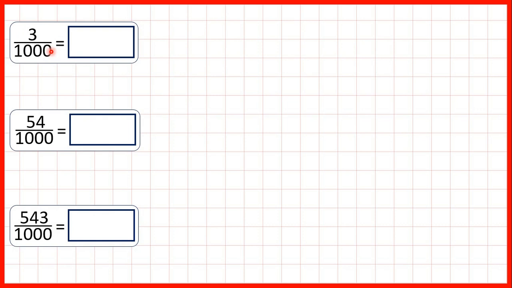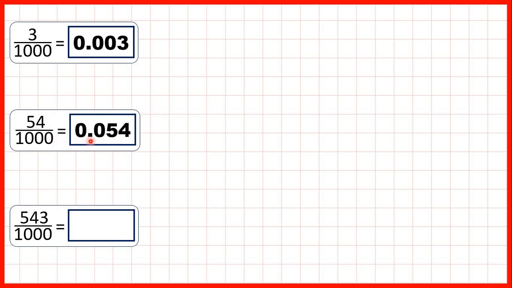For 3/1000ths, that's 0.003, because the first digit is the tenths, then the hundredths, but we want to show that we have 3/1000ths, so we need zeros in our tenths and hundredths to make it clear that this 3 is the third digit after the decimal point. Now let's take a closer look at 54/1,000ths.